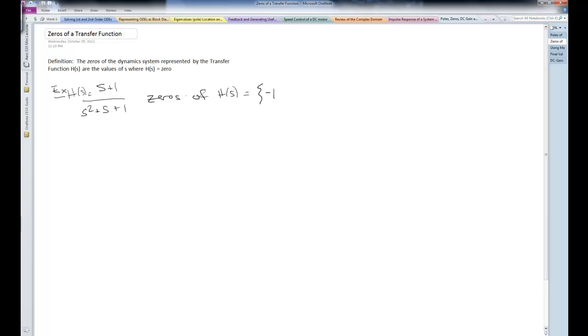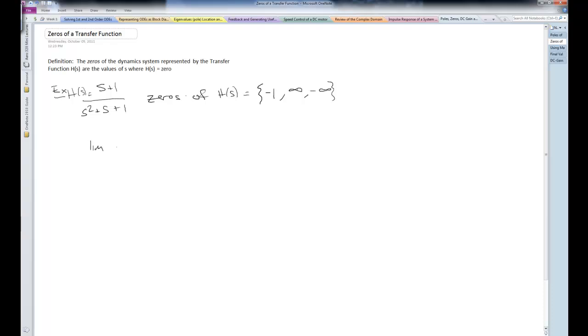But notice as s goes to infinity, I can divide through by s, and I get a zero, and also as s goes to minus infinity. So there are actually 3 zeros, and 2 of them are at infinity. Normally we're not so concerned about the zeros at infinity in terms of dynamic response, but they actually will be important when we talk about root locus. But that's further down the line.